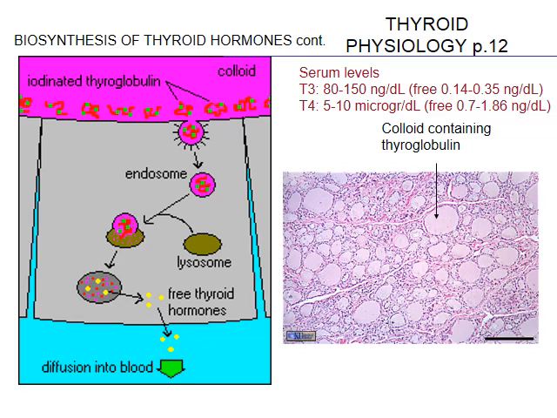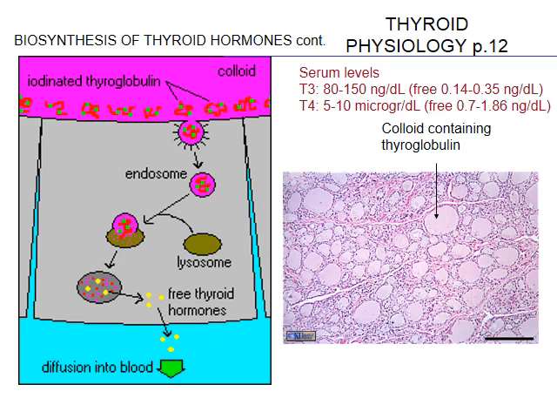In the right panel we have some reference serum levels of T3 and T4. Remember that although, for example, T3 levels in the blood range from 80 to 150 nanograms per deciliter, the amount of free T3 is much less because of high binding to TBG. And so, whereas normal serum levels are 80 to 150 nanograms per deciliter, the free levels are much less, 0.14 to 0.35 nanograms per deciliter. The same can be said of thyroxine or T4, where normal serum levels are 5 to 10 micrograms per deciliter. However, the free levels of T4 range from 0.7 to 1.86 nanograms per deciliter, much less.